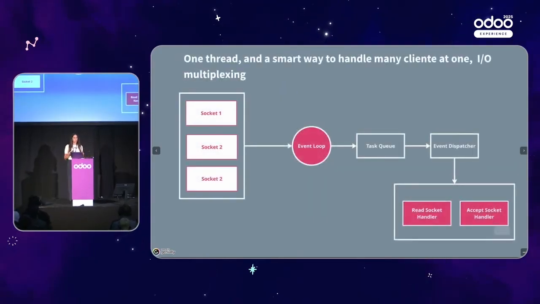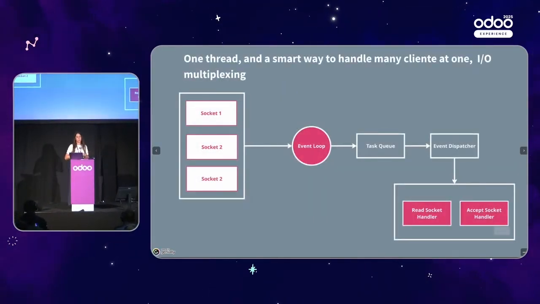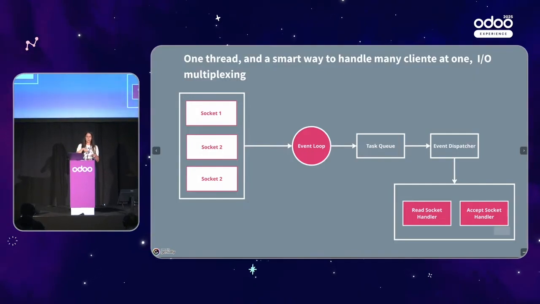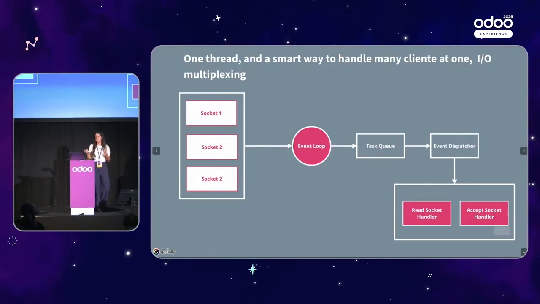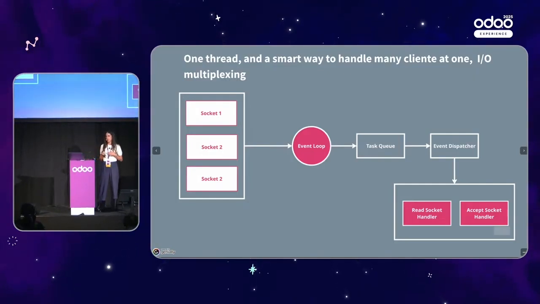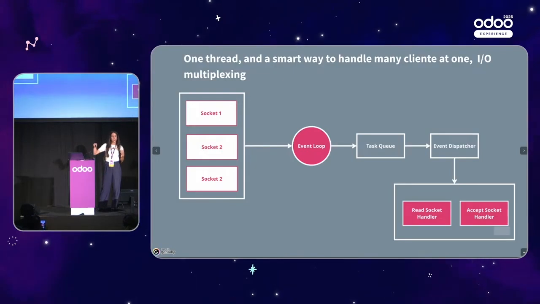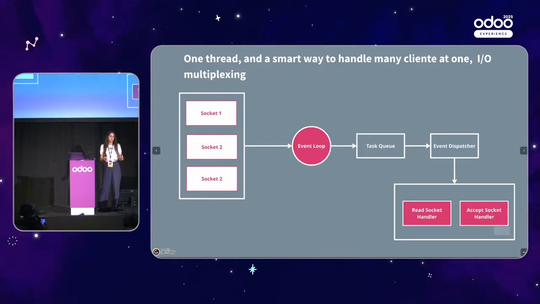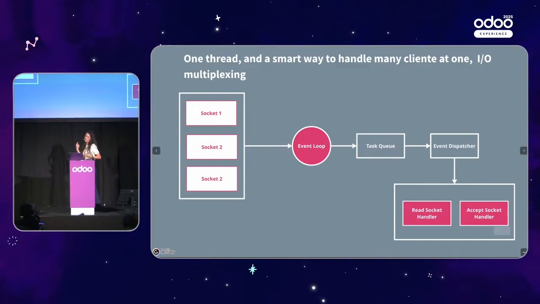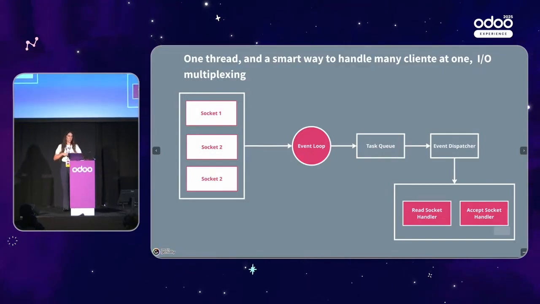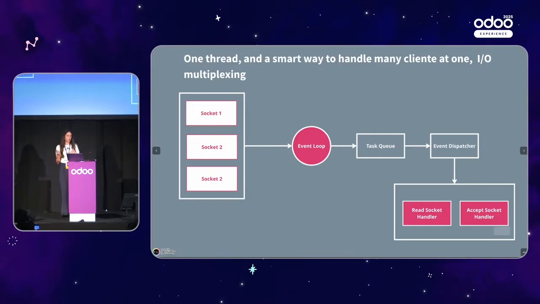Redis also uses one thread, and a smart way to manage many client connections at once. It's called I/O multiplexing. Basically, instead of creating one thread for every client, Redis can use just one thread and watch multiple connections at the same time, but only serves and responds when one is ready. This way, it can handle multiple users without slowing down.